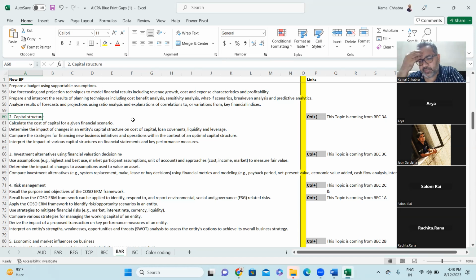Everything that provides funding or financing to the organization is part of the capital structure. Capital structure may include your equity, your preference shares, your debentures, and your borrowings, right? I'm hoping you know what equity is. Yes? What is a preference share?